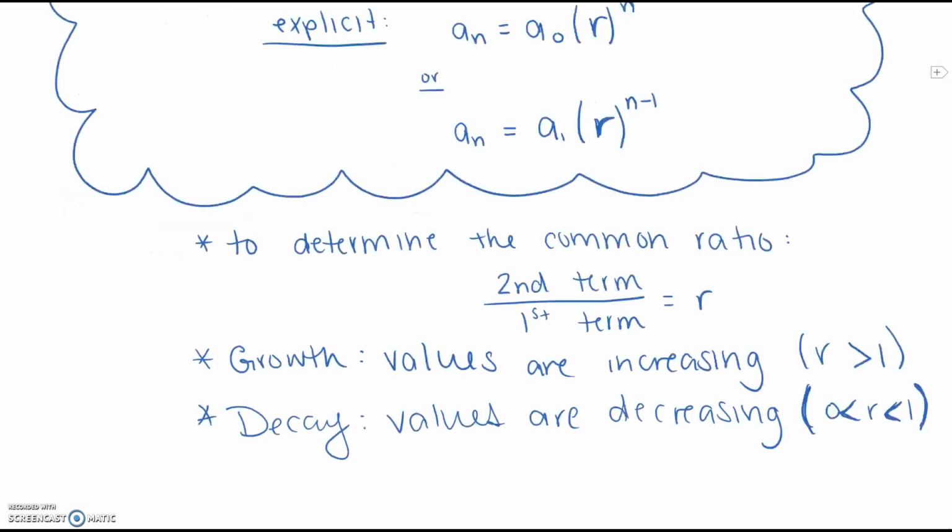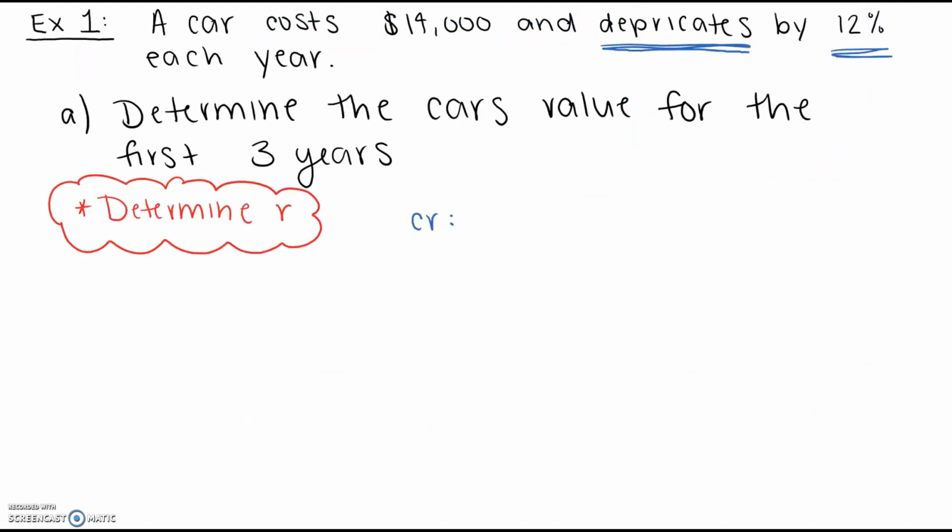If we go back to geometric, if it's decaying, it's got to be less than 1. So what we're going to do is subtract 12% from 1. But 12% is a percent, so we need to change it to a decimal. So 12% is 12 over 100, so we rewrite this as 0.12. So then the common ratio is going to be 0.88.